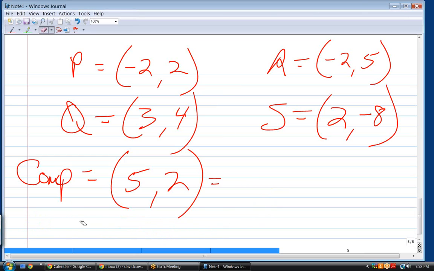But you'll notice that the easy way to turn it into a component vector is just to take one of the points and do whatever you have to do to make it 0. I had to add 2 to the x and I had to subtract 2 from the y. So what's the component for RS?